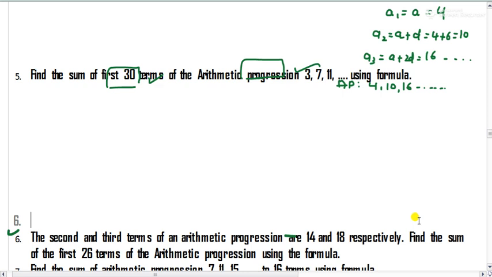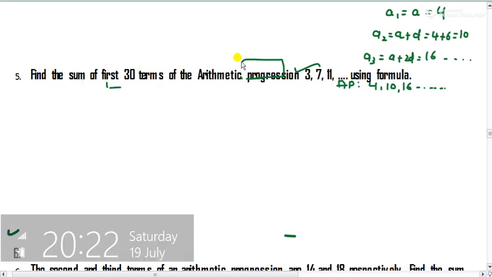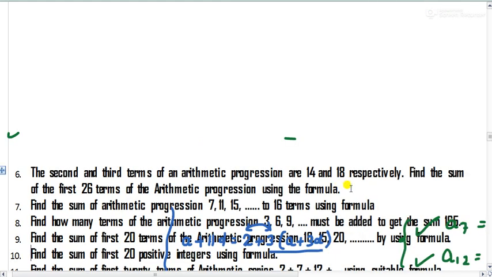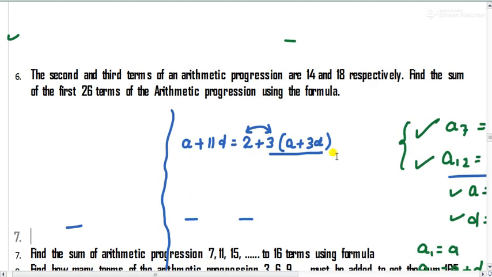Now question number 5. Find the sum of first 30 terms of an AP. The question is the same. N is given, a and d are also there. You just use the Sn formula, you'll get the answer. Next, coming to a different type of question.